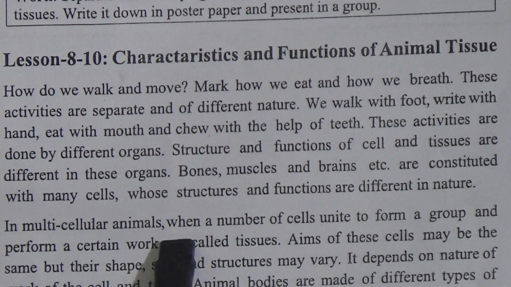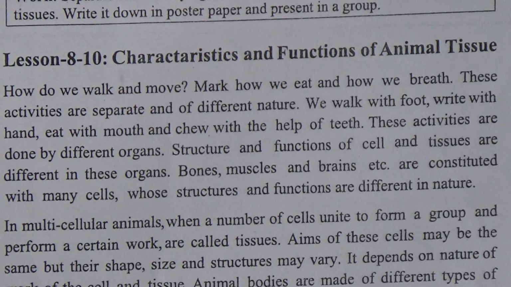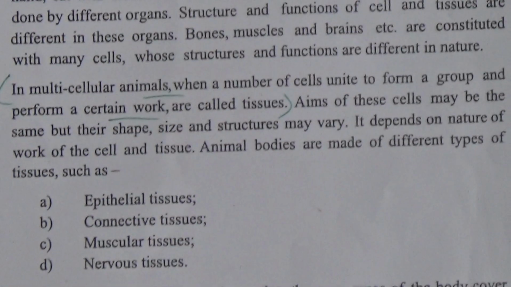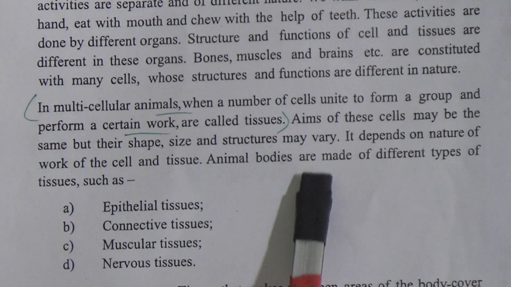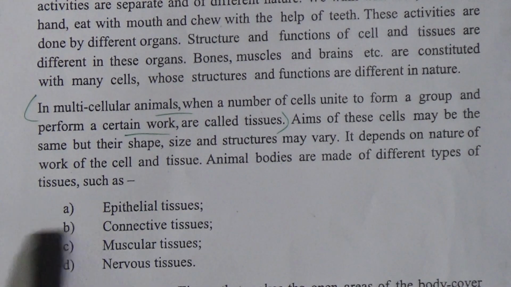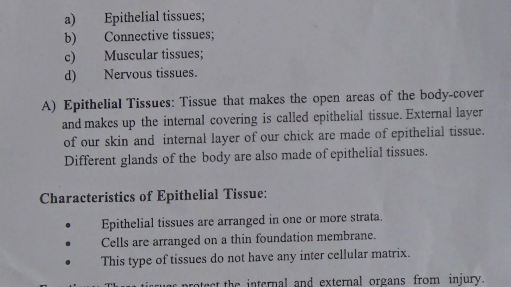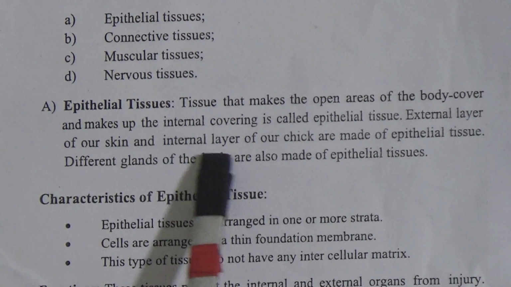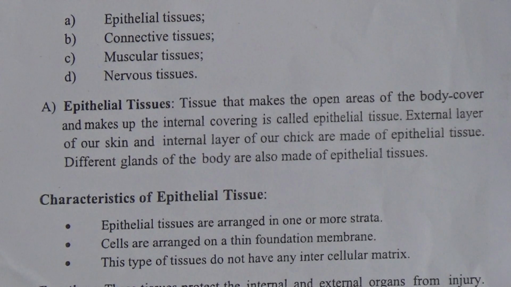In multicellular animals, when a number of cells unite to form a group and perform a certain work, they are called tissue. Again, here is the definition of tissue. Aims of these cells may be the same, but their shape, size and structure may vary. It depends on nature of work of the cell and tissue. Animal bodies are made of different types of tissue such as epithelial tissue, connective tissue, muscular tissue, nervous tissue. Epithelial tissue: tissue that makes the open area of the body cover and makes up the internal covering is called epithelial tissue. External layer of our skin and internal layer of our cheek are made of epithelial tissue. Different glands of the body are also made of epithelial tissue.